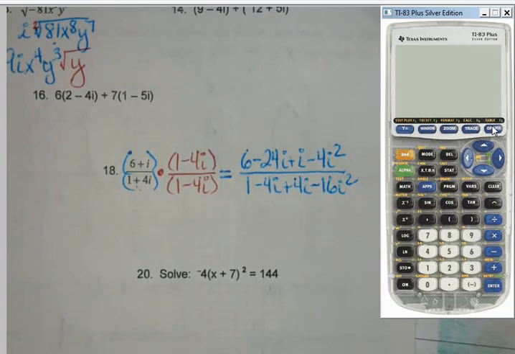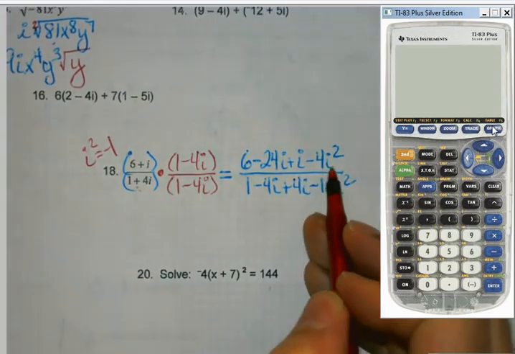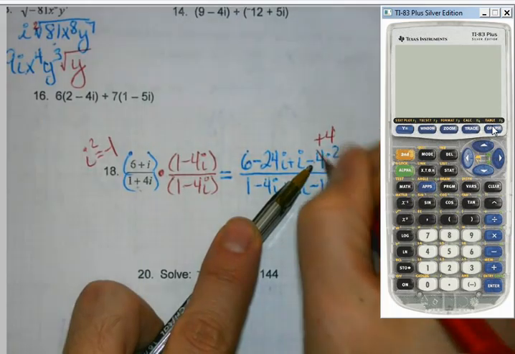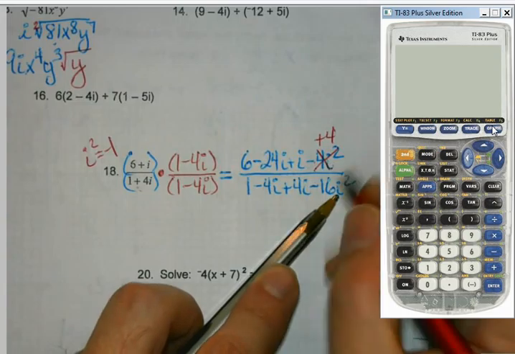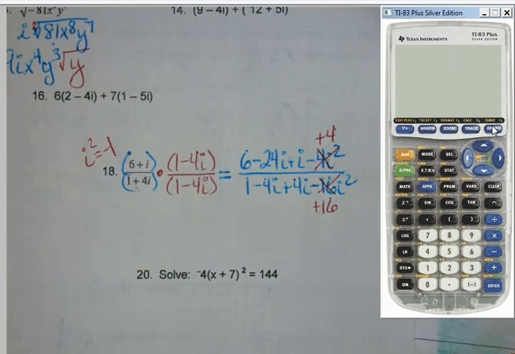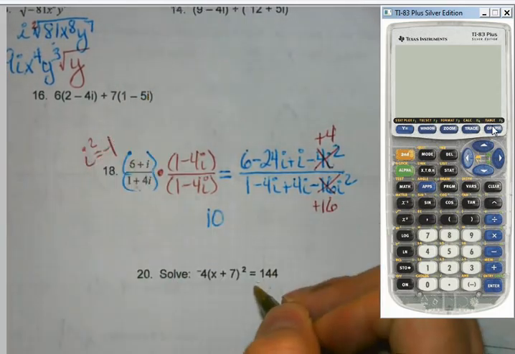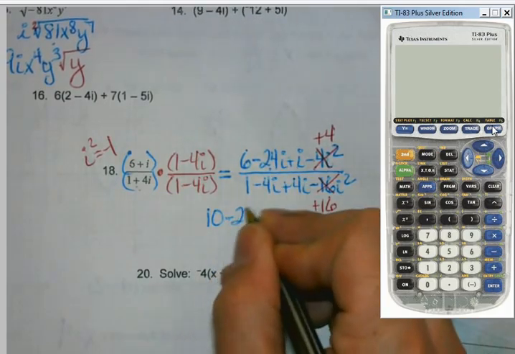So my first question is, what does i squared equal? Okay, since i squared equals negative 1, this just became negative 4 times negative 1, which is positive 4. This just became negative 16 times negative 1, which is positive 16. Now I can go to simplify. So I look up top. I've got 6 plus 4 is 10. Negative 24i, but I add 1i. So it's only negative 23i.